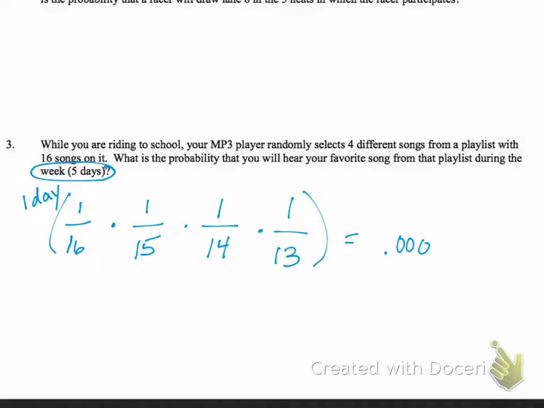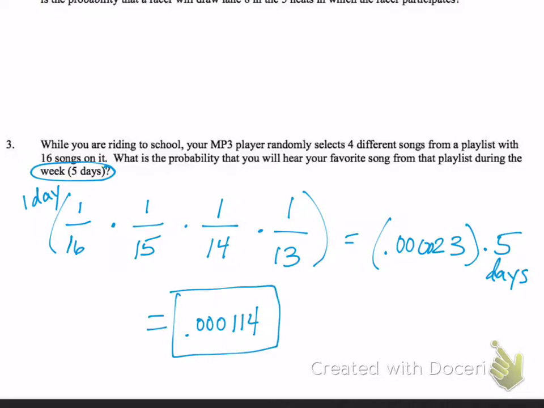0, 0, 0, 2, 3. Okay, so this is day 1. Then I have 5 days, so I have 5 chances. So my probability is going to go up because another 0. Okay, there's a little 0. Then I have 5 days, so I have 5 options. So my probability is going to go up. So I'm going to take this and multiply it by the 5 days. So times 5 because I have 5 days. So take that number and multiply it by 5 and you end up getting what? Good. 0.000114. That is a tiny probability.